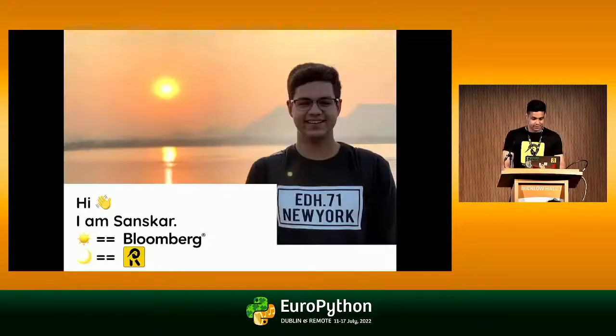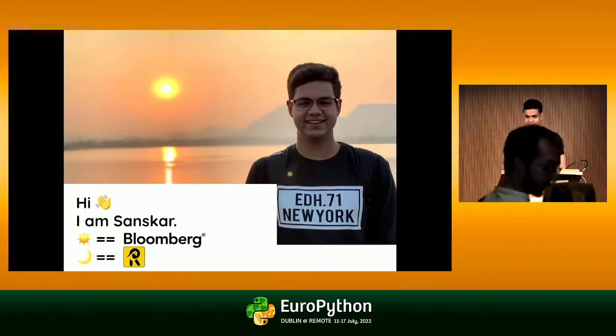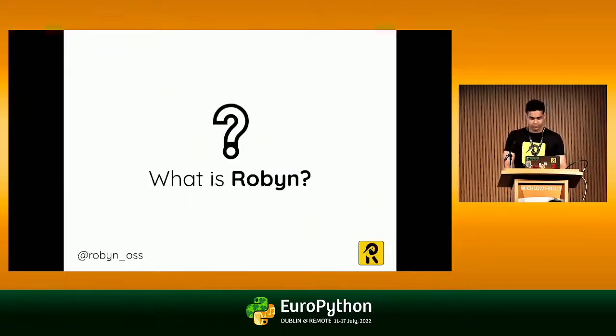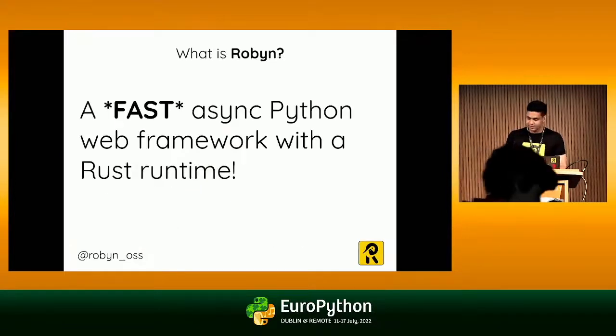So yeah. And a few things about me. My name is Sanskar. In the morning, I work as a software engineer at Bloomberg, where I help create tools for bond trade evaluation. And during the night, I maintain an open source software called Robyn. Speaking of Robyn, what is Robyn? Simply put, Robyn is a fast async Python web framework with a Rust runtime.